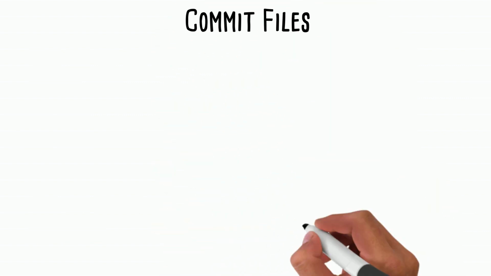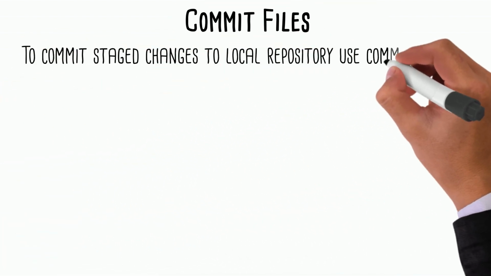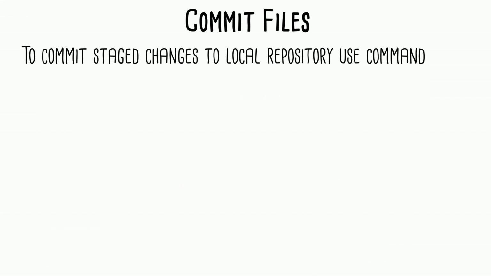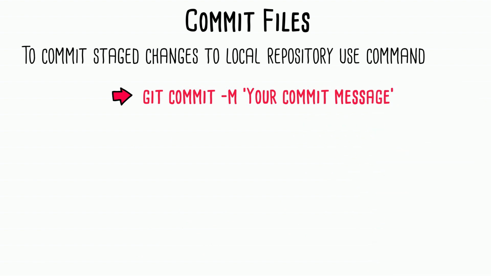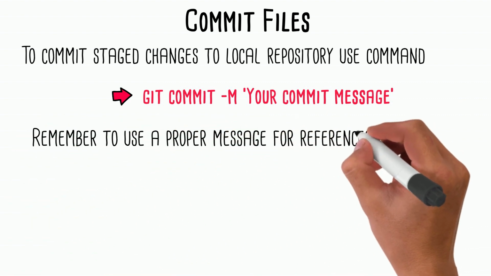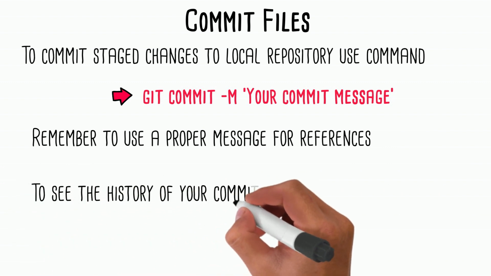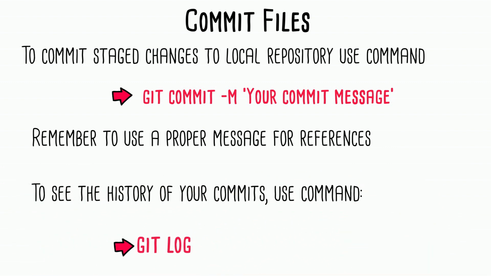Now once you are sure that all the files that need to be pushed to Git have been staged by using the git add command, you can use a command called git commit, and with your commit message you can commit the files to your Git repository for them to be pushed on the GitHub repo. And remember to use a proper message for reference. Now once you have done the commit, you can check your commit by running a command called git log. This will give you the log history of all the commits that you have done till now.